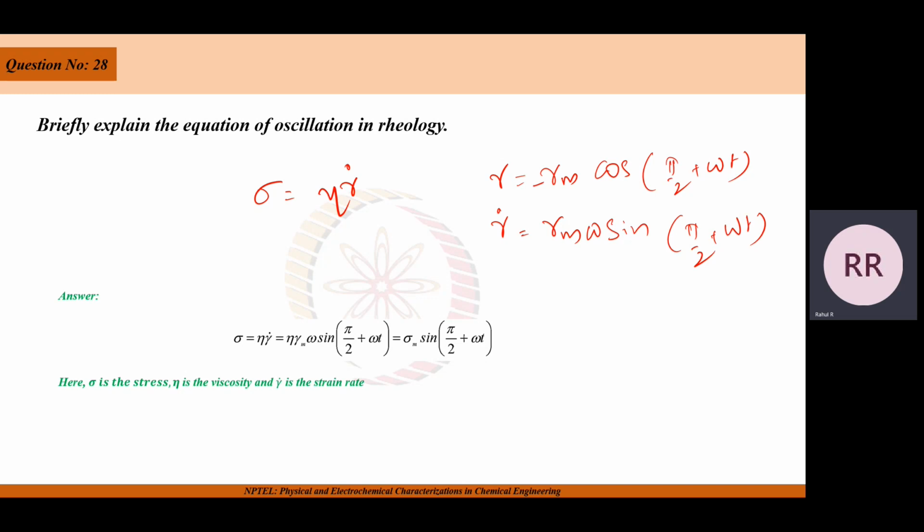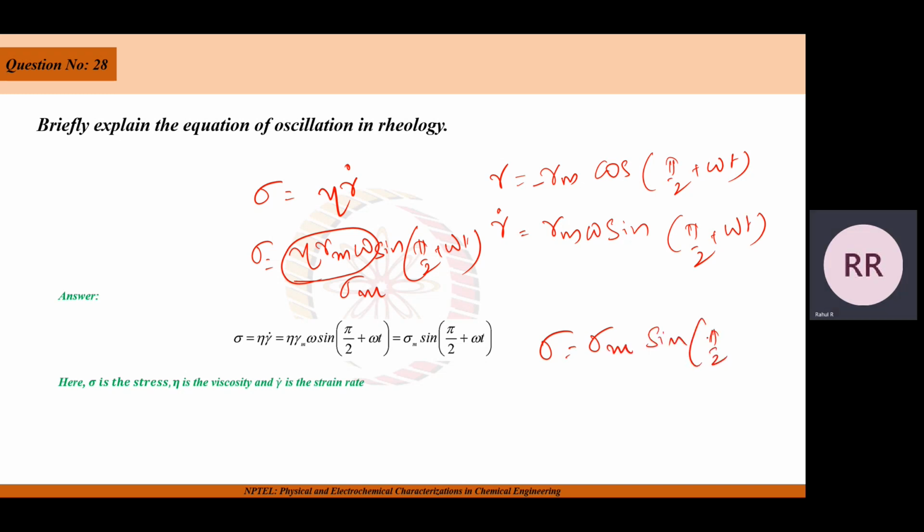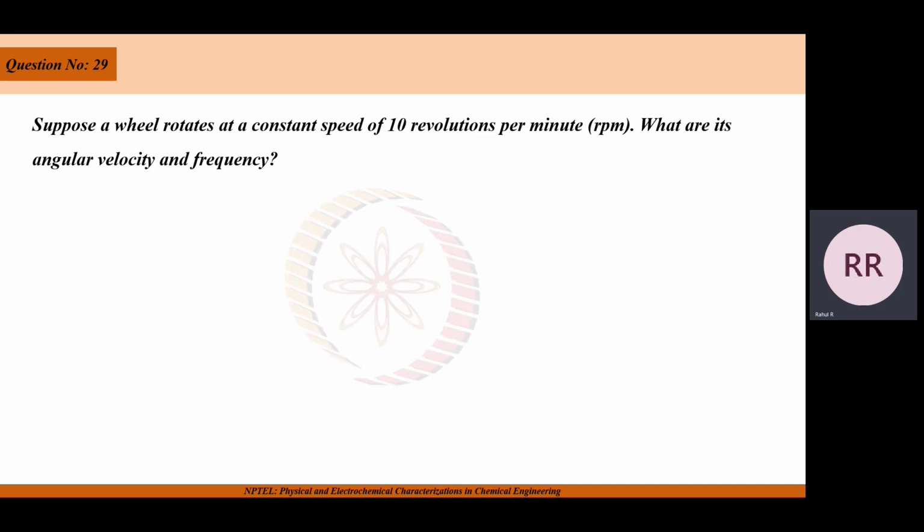So now substituting this here, I can write sigma is equal to eta gamma m omega sine of pi by 2 plus omega t. Clubbing all these constants together, I can write that as sigma m. So sigma is equal to sigma m sine of pi by 2 plus omega t. So this is the equation that is generally used to define oscillations in rheology. I hope this is clear to you. Now let's go on to the next question.